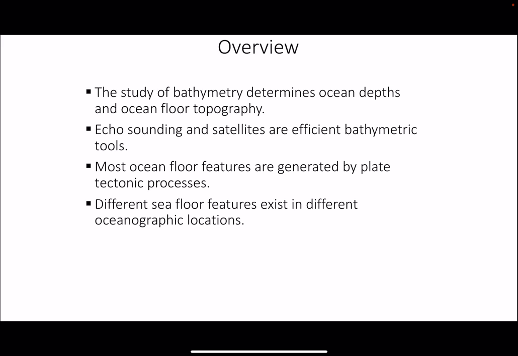Most of the interesting features of the ocean floor are generated by plate tectonics and the fact that the crust is moving and these different plates are moving. And so it means that the seafloor has really interesting features, much like the land does. And the features of the seafloor are very different depending on where you are in the ocean. And this is something that's really only been known, I would say, the past 50 or 60 years.